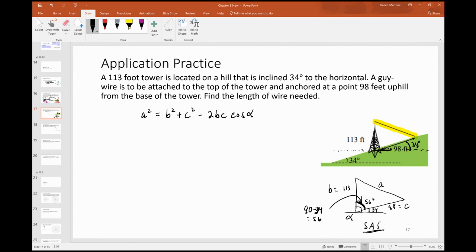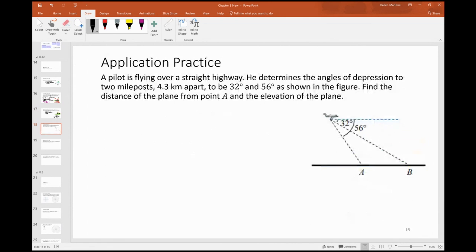Plugging in our values here, we have that a squared will equal 113 squared plus 98 squared minus 2 times 113 times 98 times the cosine of 56 degrees. Then plugging into the calculator and taking the square root of it, we see that a is equal to 99.9 feet. All right, let's check out another one.